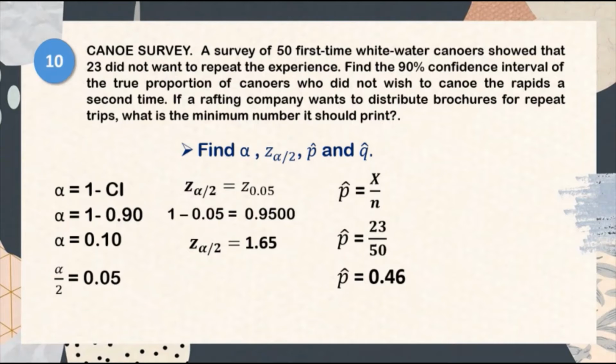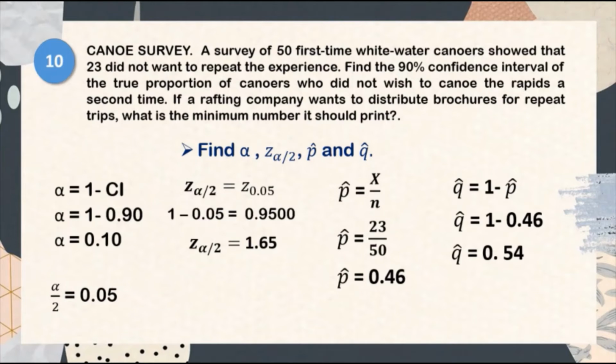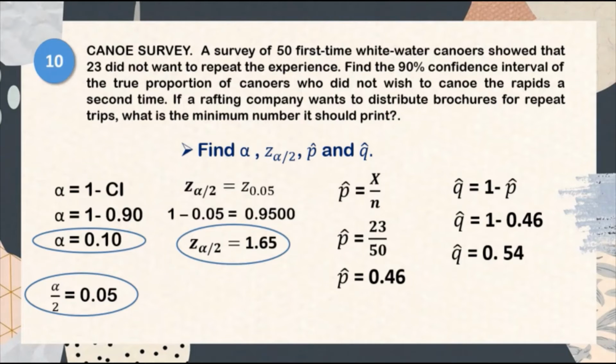Then let's find q hat using q hat is equal to 1 minus p hat. We already know that p hat is equal to 0.46, so 1 minus 0.46 is equal to 0.54. So q hat is equal to 0.54. We already found the value for alpha, which is 0.10. Alpha over 2 is 0.05. Z sub alpha over 2, or z sub 0.05, is equal to 1.65. P hat is equal to 0.46 and q hat is equal to 0.54.